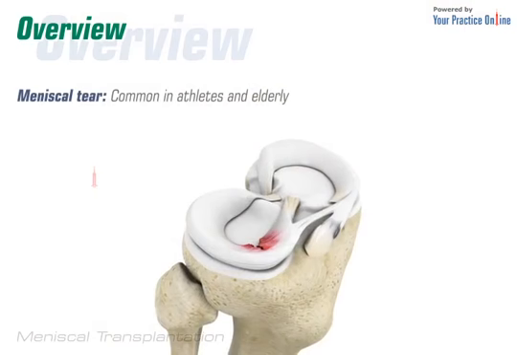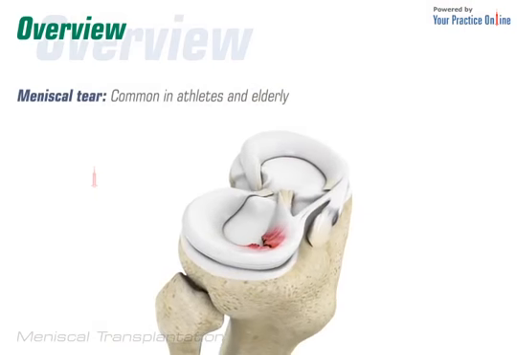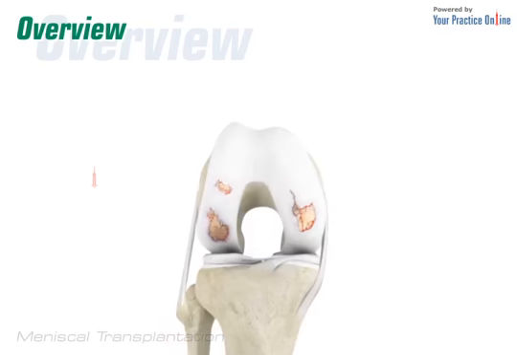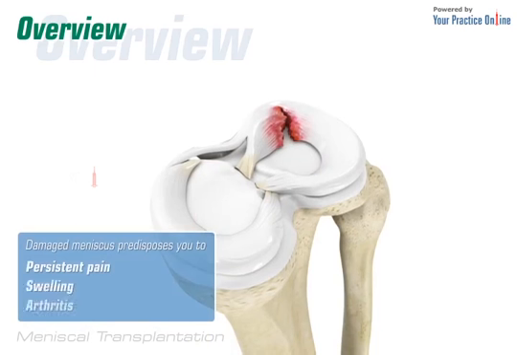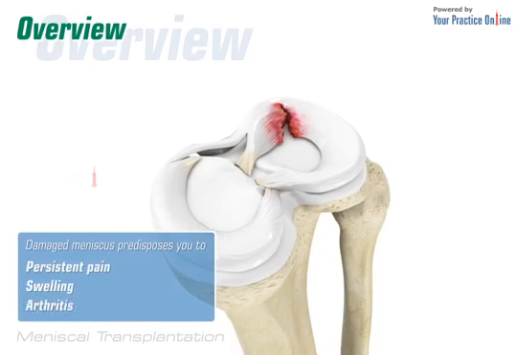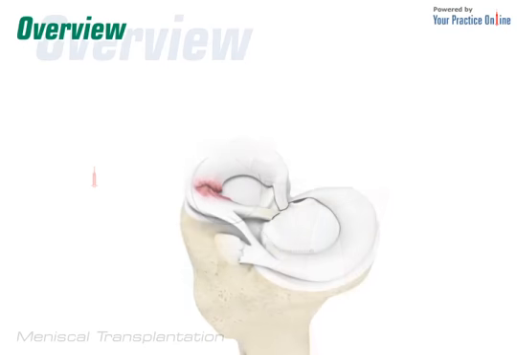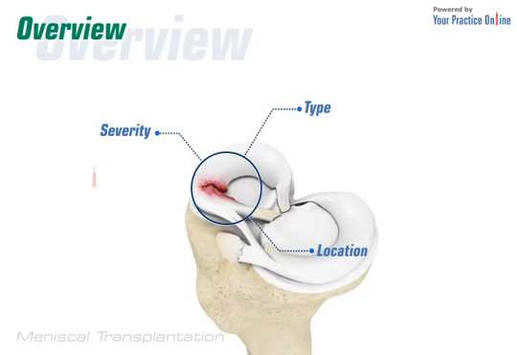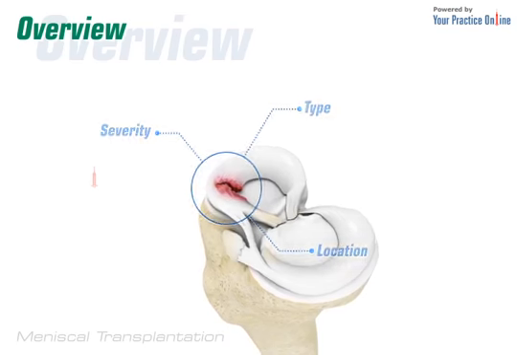A meniscal tear is a common knee injury that usually occurs secondary to trauma and is common in athletes. A meniscal tear may also occur in the elderly due to degenerative changes in the knee. A damaged meniscus predisposes you to persistent pain, swelling, and arthritis. Treatment of a meniscal tear depends on its type, severity, and location of the tear.